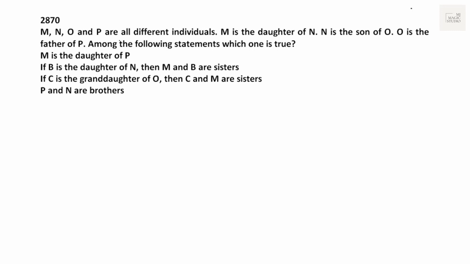M, N, O and P are all different individuals. M is daughter of N. So we have N and M is daughter. Let me put a minus sign for female.